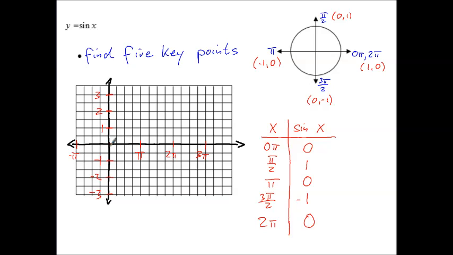At 0 pi, the y-coordinate is 0. At 1/2 pi, which would be 2 boxes to the right, the y-coordinate is positive 1. At pi, it's 0 again. At 3 over 2 pi, it's down 1, negative 1. And at 2 pi, it's 0 again.